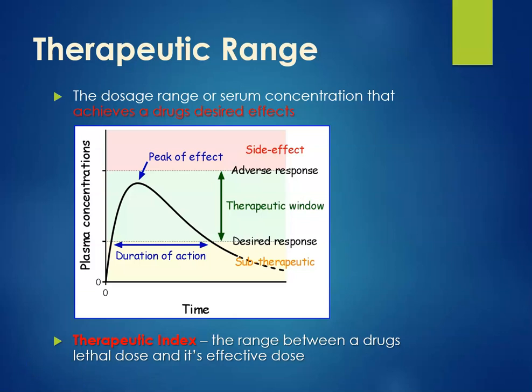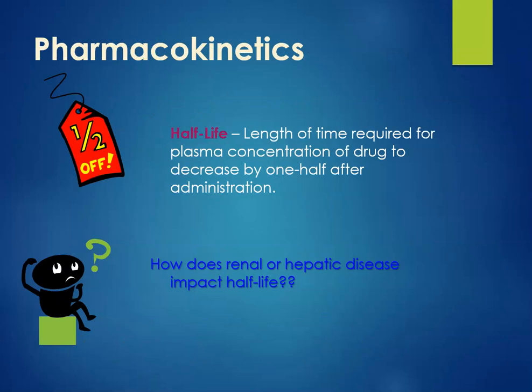Yeah, so we'll talk more about therapeutic range as we talk about specific medications, so that you can see what I mean here. And then pharmacokinetics. So pharmacokinetics, again, this is what the body does with the drug. You have this thing called half-life, and half-life is the length of time required for plasma concentration of the drug to decrease by 1/2 after administration.